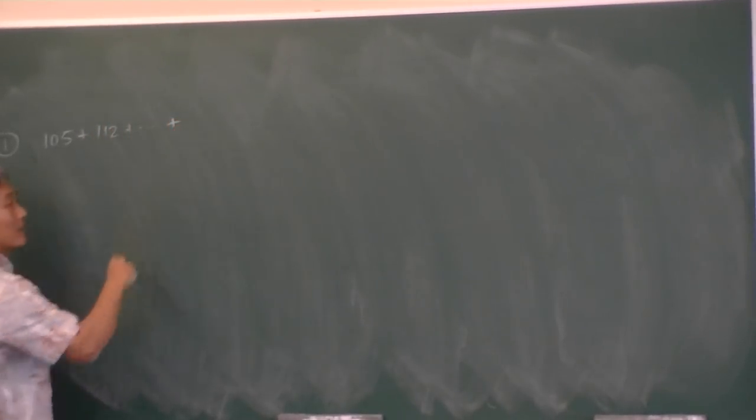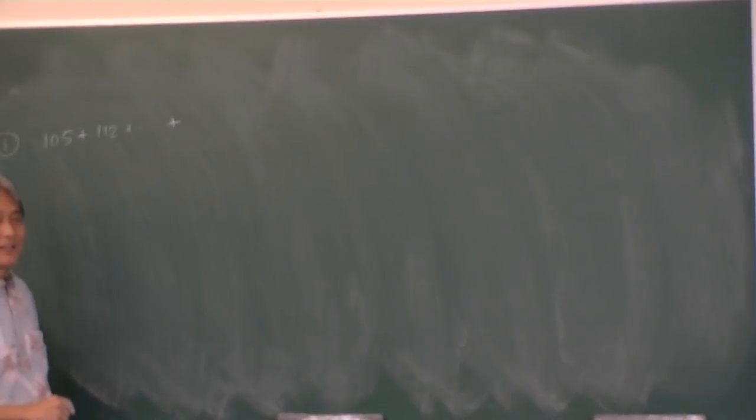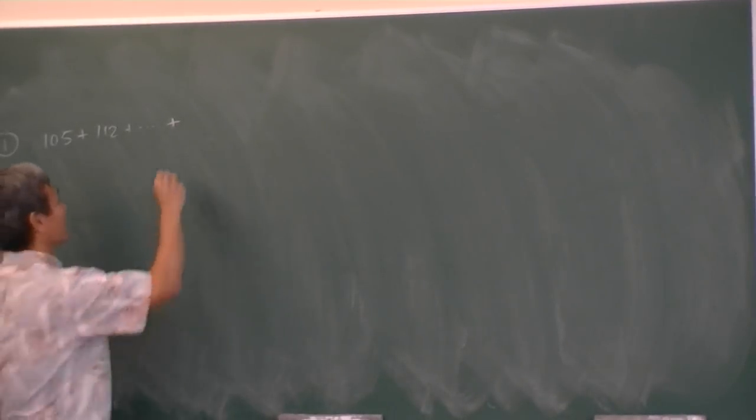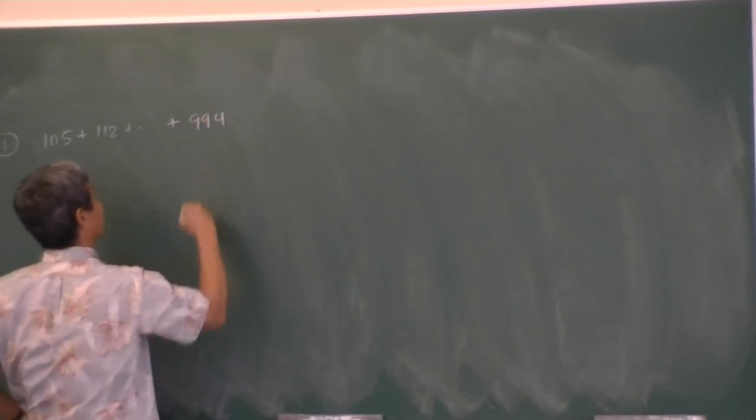Number one. Find the sum of all the three-digit positive multiples of 7. Okay, what's the smallest three-digit multiple of 7? 105. And then, what's the next one going to be? 112. Just keep adding 7 until you get to the last one. What's the biggest one? 994. You are correct, sir.